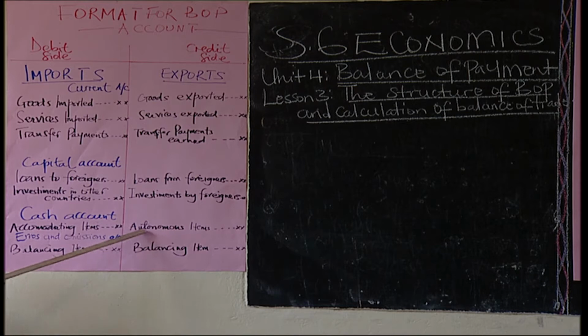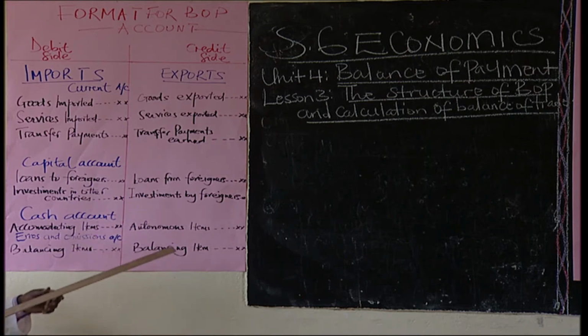Then on autonomous items, when the earnings on exports, on goods and services sold, are greater than the expenditure, we shall use autonomous items if the figures are not balancing. We can give loans to other countries, that is, in order to dispose of a surplus so that the figures balance. Then on errors and omissions, it is also a balancing item account.